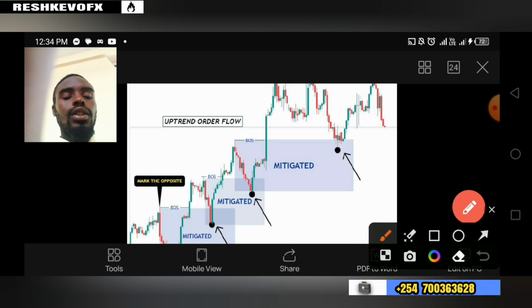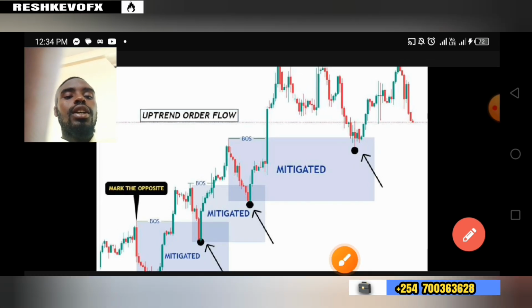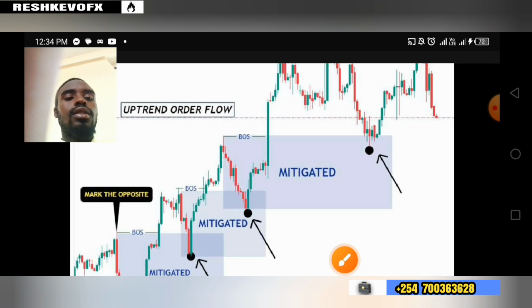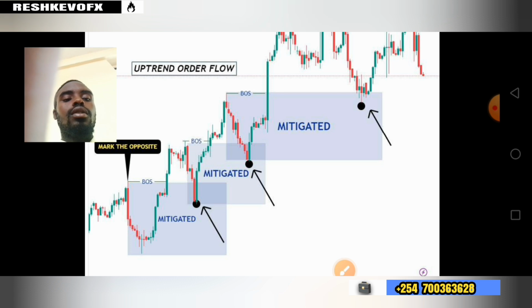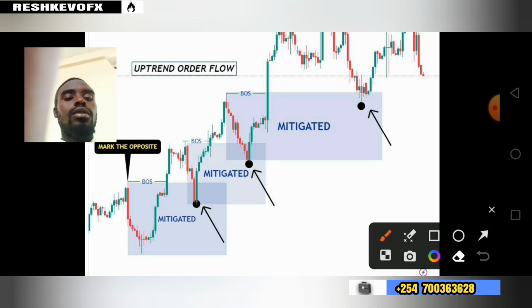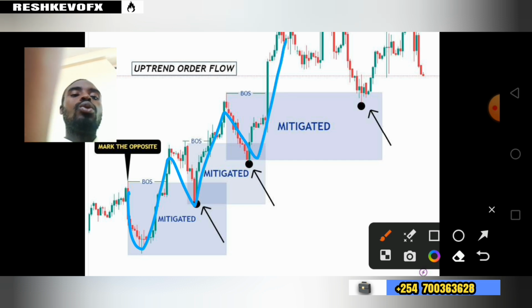Let's take an example here. Let me make this thing clear so that you can understand. Let me make it more clear. Yes, let's now take our brush. So we are at an uptrend. This is an uptrend. How do we mark the underflow?